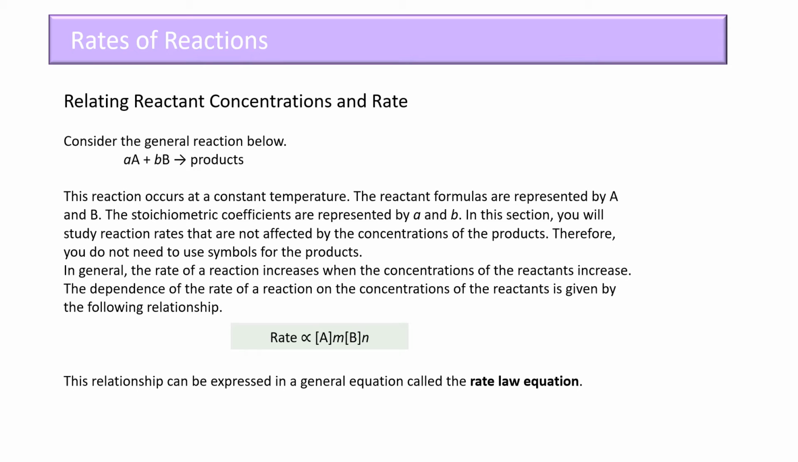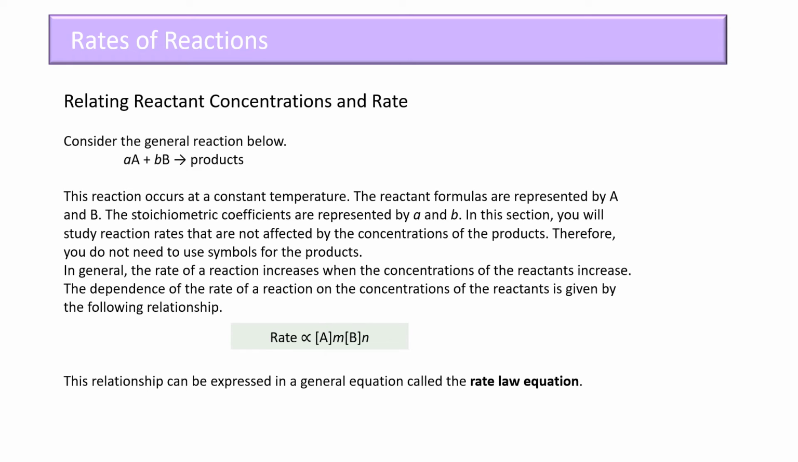Consider the general reaction below. This reaction occurs at a constant temperature. The reactant formulas are represented by A and B. The stoichiometric coefficients are represented by a and b. In this section, you will study reaction rates that are not affected by the concentration of the products. Therefore, you do not need to use symbols for these products.